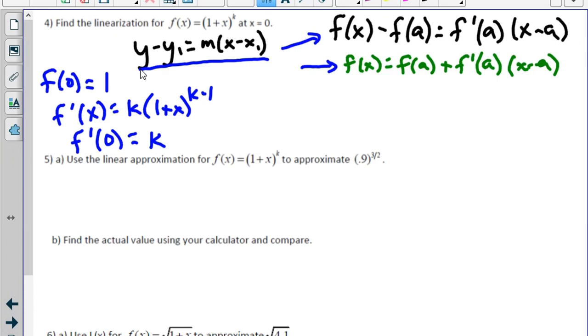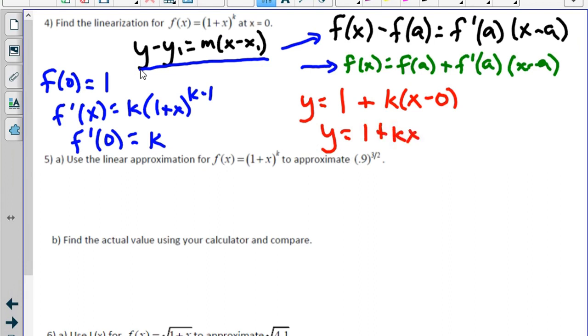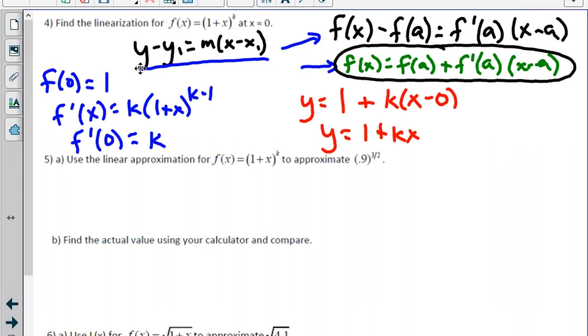So if we rewrite this as a linearization, we get f of x, or y, equals 1 plus k times x minus 0. So we get y equals kx plus 1, or 1 plus kx. At the end of this video, I'll explain why, when the textbook writes linearization, they write it with this f of a in front instead of at the end like we would typically write it. I'll show you it's kind of leading to something as we move along that you'll get to in about chapter 9.